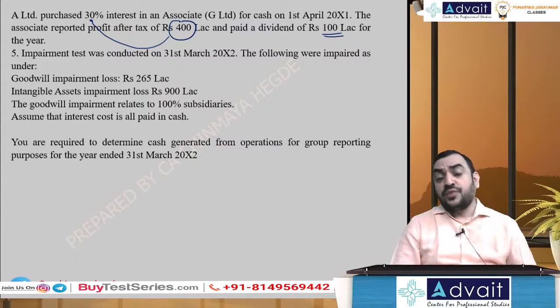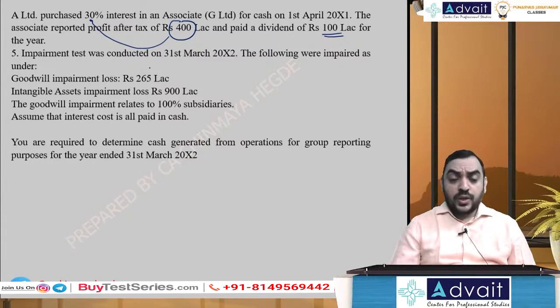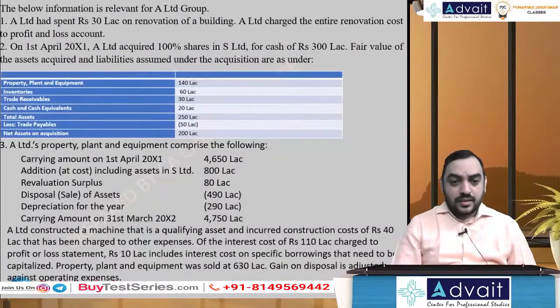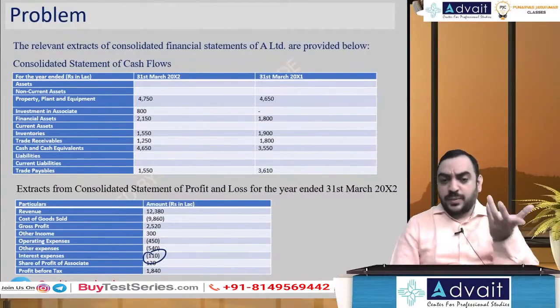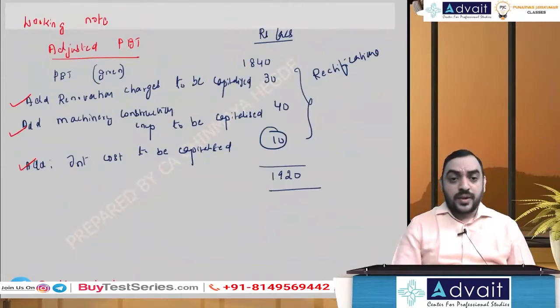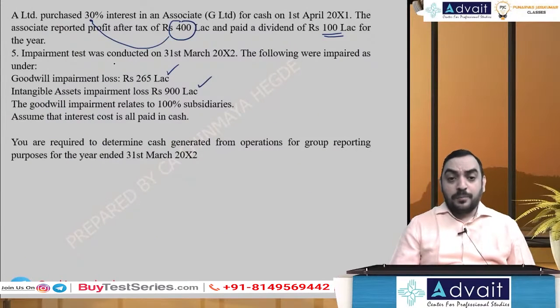And this will be part of your investing activities: dividend receipt, investing income. Impairment test is there. Goodwill impairment 265 lakh, intangible assets impairment 900 lakhs, and that would have been taken to the P&L account, assuming it. They have not shown where it is exactly in the P&L. Other expense, maybe it might be part of it. But it would have been taken to P&L.